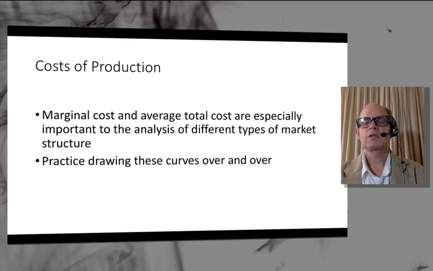So that wraps up our discussion of cost of production. The marginal cost and average total cost curves are especially important when we go on to analyze different types of market structure. So you want to practice drawing these curves over and over to the point where it's kind of second nature to draw these.